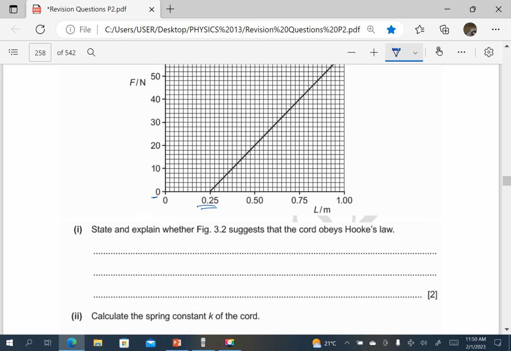So extension is 0 when the force is 0, and the graph is a straight line, and so Hooke's law is obeyed.